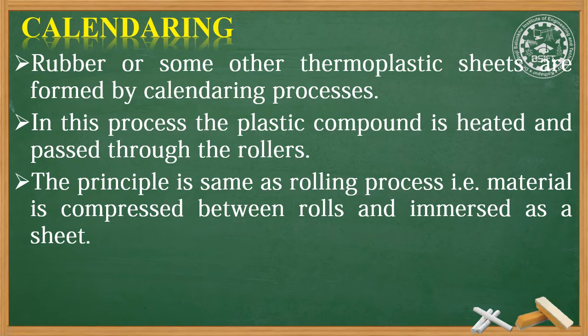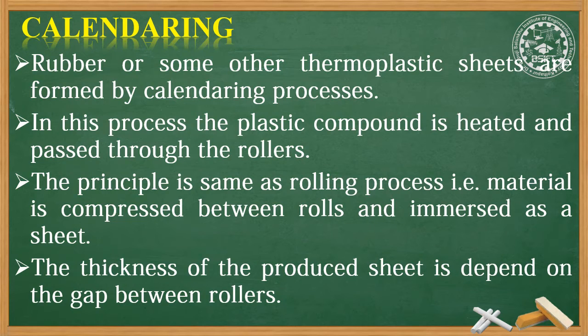That is, material is compressed between rolls and emerges as a sheet. जे मटेरियल आपल्याला थिन शीट्समध्ये फॉर्म करायचं आहे त्या मटेरियलला आपण 2 रोलर्समधनं कॉम्प्रेस्ड करून पाठवणार, पास करणार आणि पास केलं की त्याच्या दुसऱ्या बाजूला आपल्याला त्याच्या शीट्स मिळू शकतील. The thickness of the produced sheet is dependent on the gap between rollers. किती थिकनेसची शीट पाहिजे ही आपण त्या रोलर्समधल्या गॅप मेंटेन करून ठरवू शकतो.